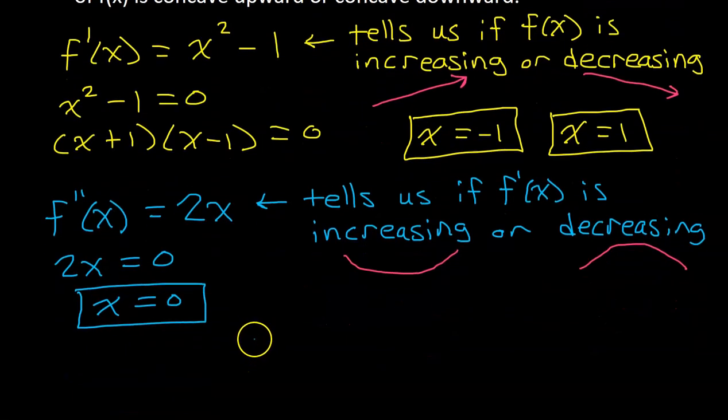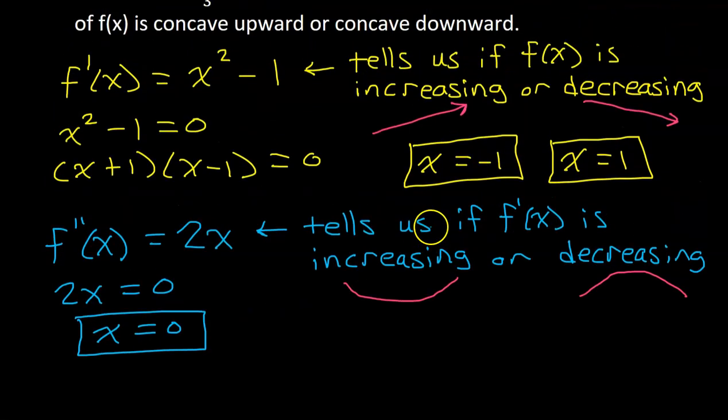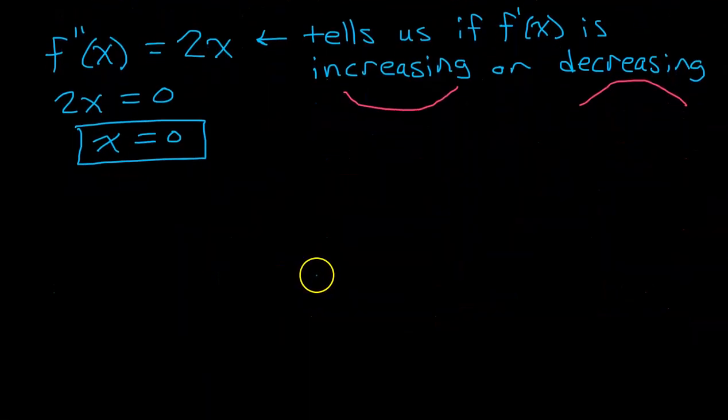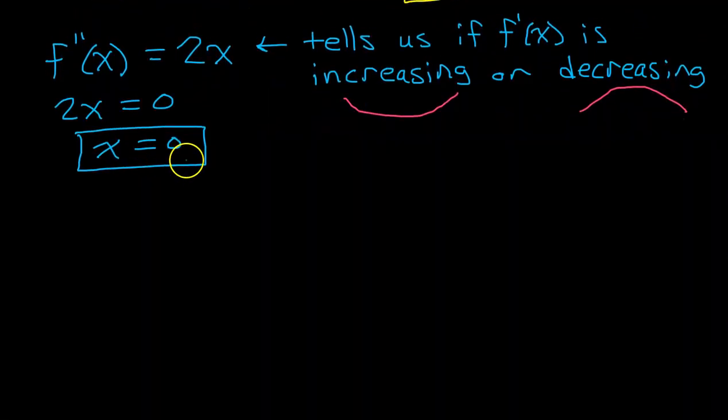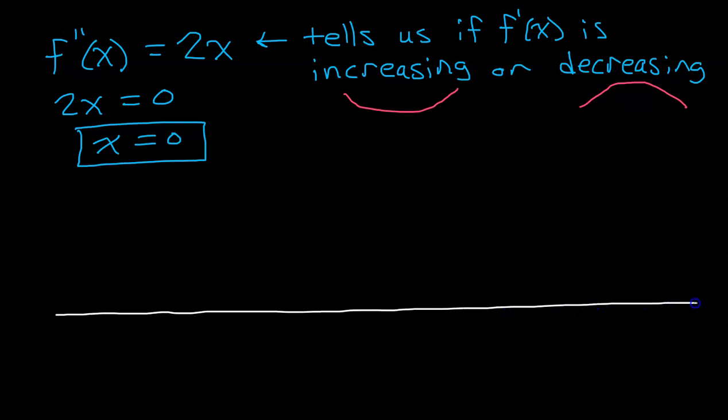So for concavity, this is the only critical value that matters. So I'm going to ignore the two critical values from the first derivative. We will only need that for the bonus lesson that's going to be later. So since we only have one critical value, this is going to be a very basic graph. It should be relatively simple. So I'm going to put that critical number right here in the center.